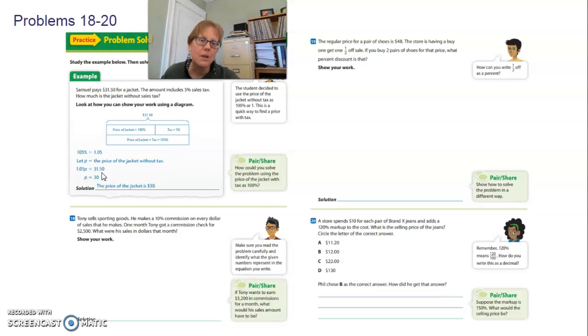So I'm going to use that relationship between multiplication and division. So they did $31.50 divided by 1.05. Try that in your calculator. Remember, calculators are allowed on this lesson. If you do that, 31.50 divided by 1.05, it should give you 30. All right, check it out and see if that works.